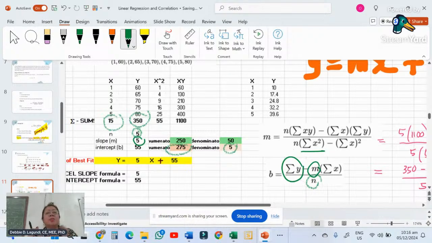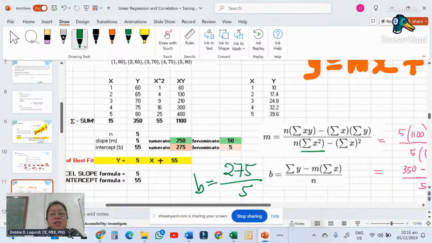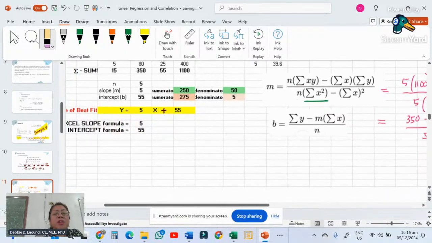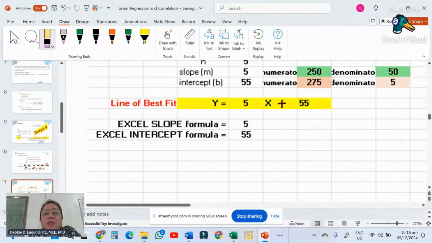I had detailed it that way, though you can do it by formula, okay? So numerator divided by denominator, 275 divided by 5, this is for your b, the intercept. You get 55 for that, okay? Now, there's also the shortest way to find the slope. So the slope is 5 and the intercept is 55.